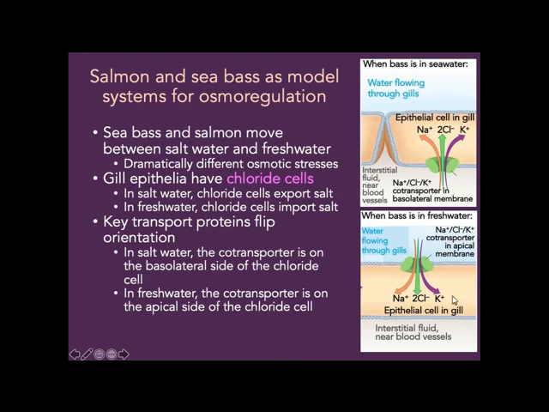So the transport proteins are actually able to flip orientation between whether they are on the inside of the cell or whether they are on the outside of the cell. The transport protein is basically doing exactly the same job, right? But when it's over here, it's taking sodium, chloride, and potassium from inside of the fish and pushing it out into the seawater. And when it's moved over here, it's taking sodium, chloride, and potassium from the water and putting it into the fish.